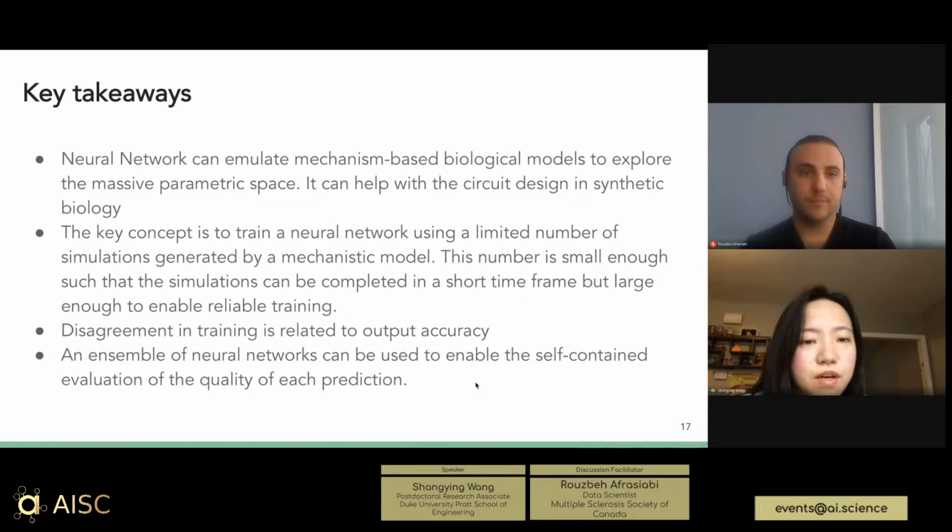Third, disagreement in training is related to output accuracy. So an ensemble of neural networks can be used to enable a safe confidence evaluation of the quality of each single prediction.